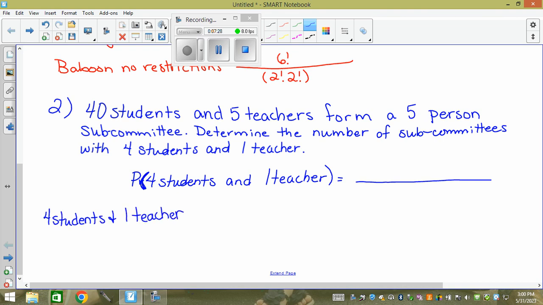Perm or a com? Com, why? Picking students from students, teachers from teachers, and not giving them jobs, right? If I did that and I gave them jobs, it would be a P. So, how many students are there? 40. C, 4, and means I do what? And then 5, C, 1. And that goes in my numerator.